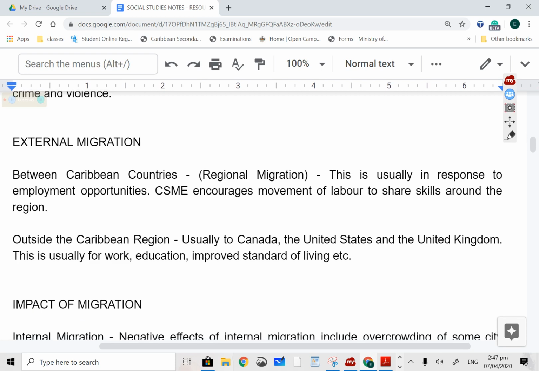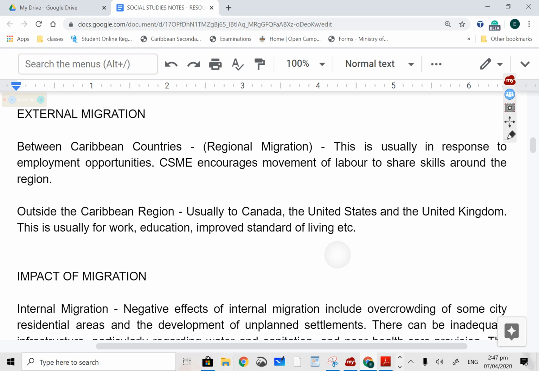Okay, external migration between Caribbean countries, we call that regional migration. This is usually a response to employment opportunities. CSME encourages movement of labor to share skills around the region. So regional migration basically is something that is encouraged by CARICOM and its branch known as CSME, which is CARICOM Single Market and Economy.